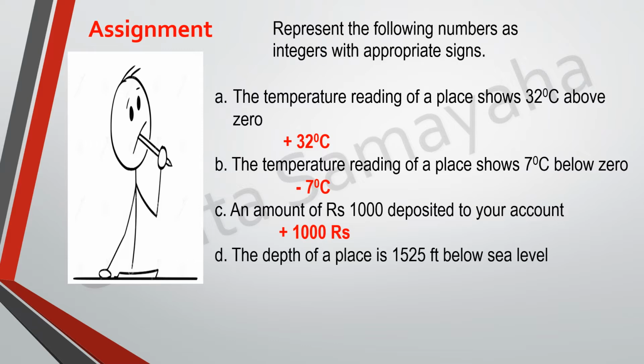The next one. The depth of a place is 1525 feet below sea level. So which is the clue here? Below sea level. So what is the answer? Minus 1525 feet. I am sure all of you have got all the four correct. Please clap for yourself. Good. Shall we proceed with today's lesson? Okay.